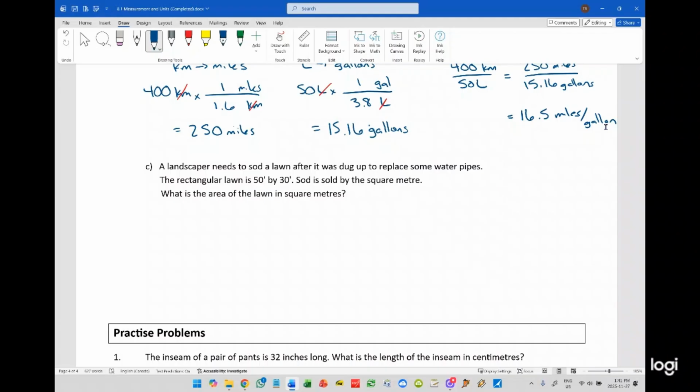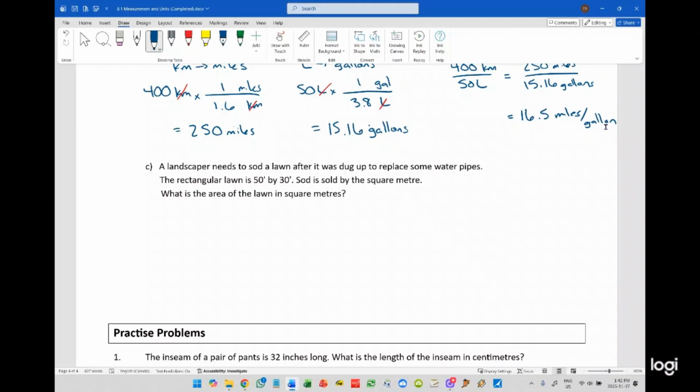This, by the way, is based on a real life story of what I had to do to my lawn a couple of years ago when one of my pipes burst. The rectangular lawn is 50 by 30 feet. That's actually roughly what my lawn is. And sod is sold by the square meter. So what is the area of the lawn in square meters?